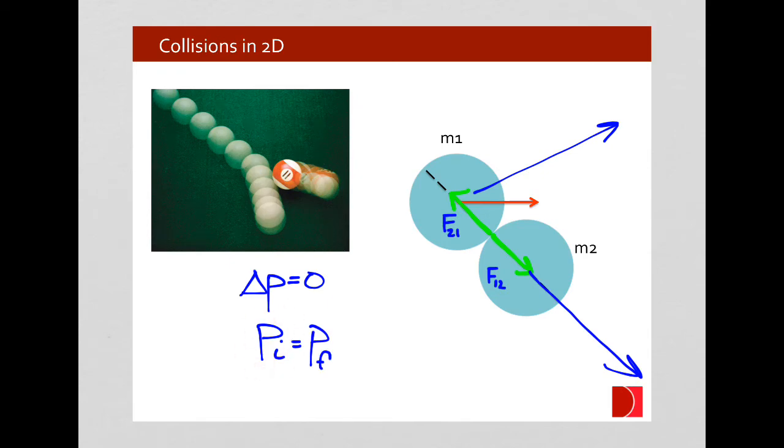Before the collision, the only momentum was the velocity of the first ball. After the collision, both balls have momentum in multiple directions, and the momentum in each dimension has to be conserved. This means that the x components of the momenta have to equal the x component of the momentum before the collision. The y components of the momentum have to equal 0 because there was 0 y momentum before the collision.